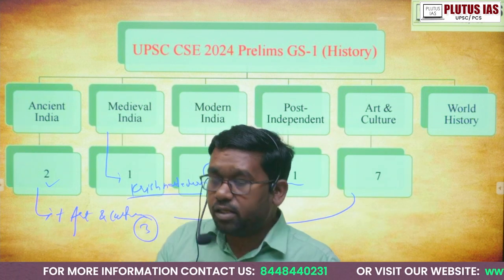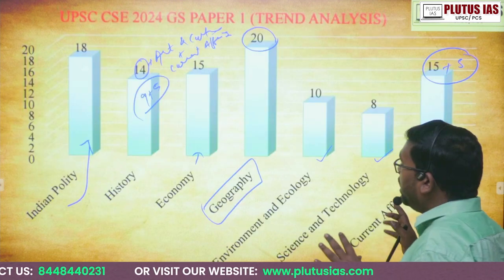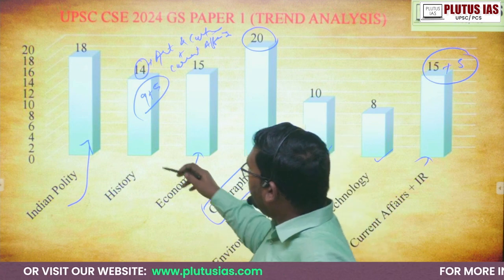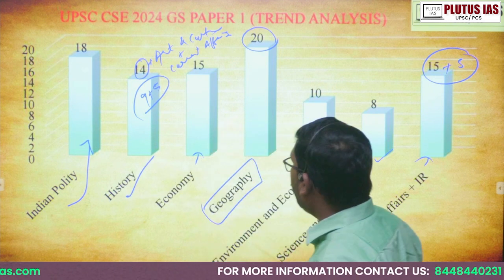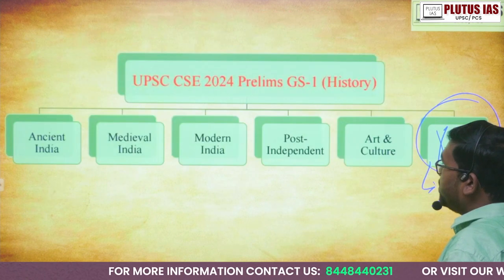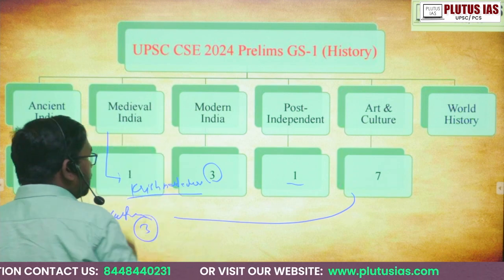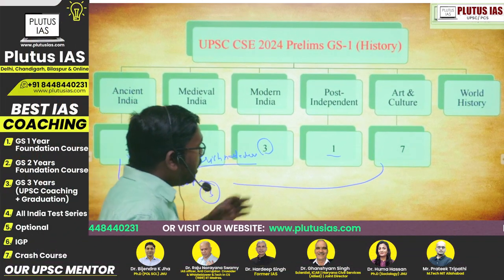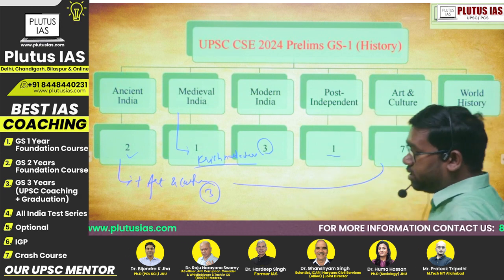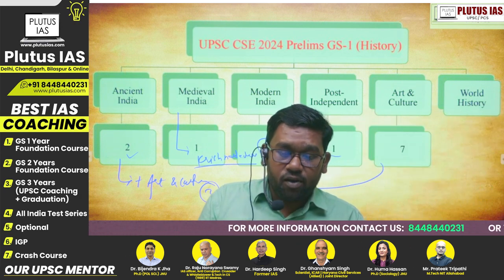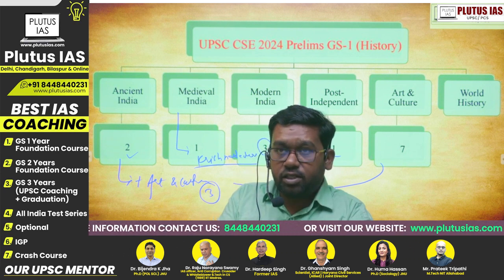What we have seen in the previous slide is that there are 100 questions, of which 14 questions are from history and art and culture plus current affairs. Of these 14, 2 are from ancient, 1 from medieval, 3 from modern, 1 post independent, and the art and culture section has 7 questions. Now let us discuss in detail which questions these are, what is the detailed analysis of those questions, and how to answer them.